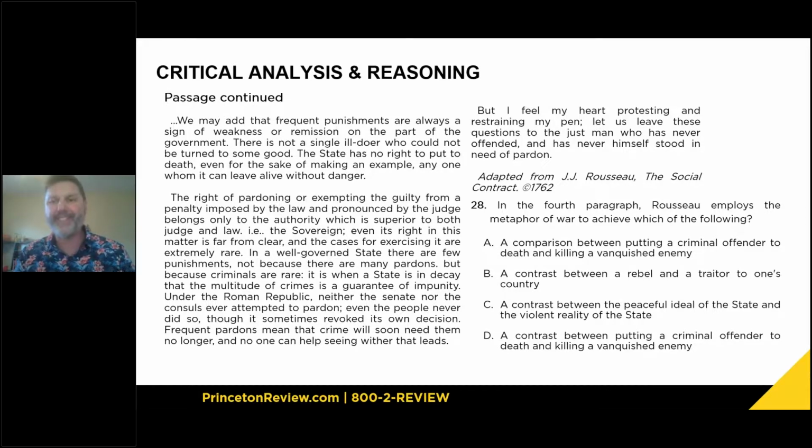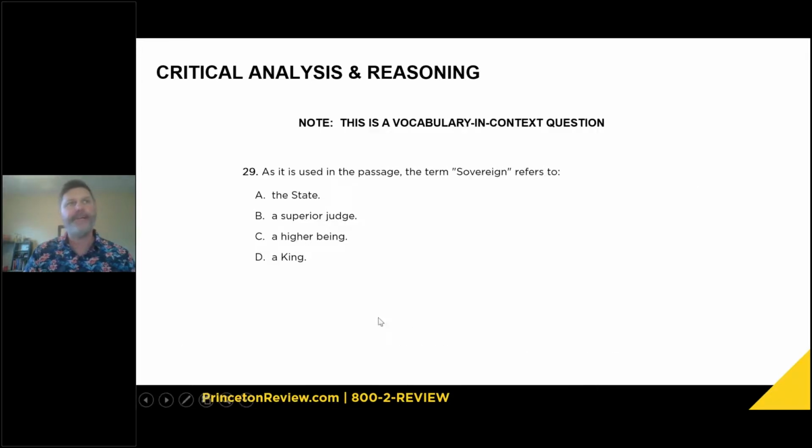But that paragraph is a comparison. It's not a contrast. There's not a contrast between a rebel and a traitor. They're the same thing. There's not a contrast between the peaceful ideal of a state and a violent one. There's no contrast at all in that paragraph. We are done.